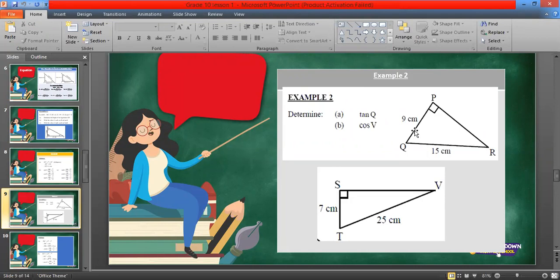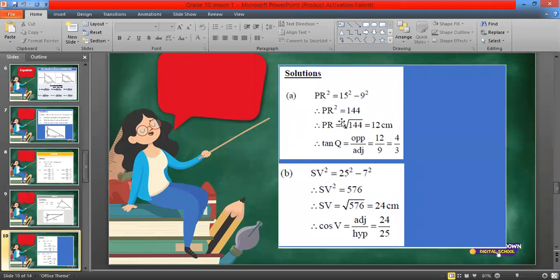equals 15 squared minus 9 squared. So 15 squared is 225, and 9 squared is what? 81. That's our Pythagoras theorem. So use the Pythagoras theorem to complete the third side. So 15 squared minus 9 squared will give us what? 144. We get 144.